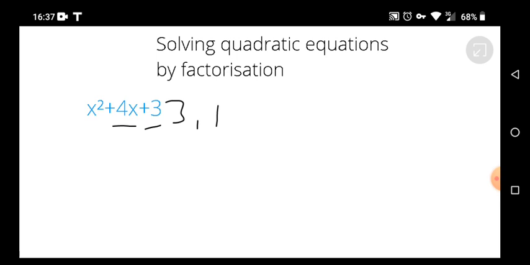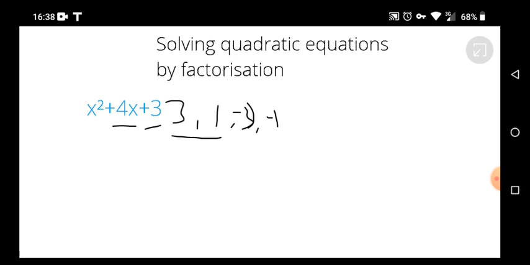We could also, if you wanted to list more factors, have minus 3 and minus 1, because multiplying them together gives us positive 3. Bearing in mind, it's very important to understand how negatives work for quadratics, because they will be important later on in different examples. Okay, so we have 3 and 1.